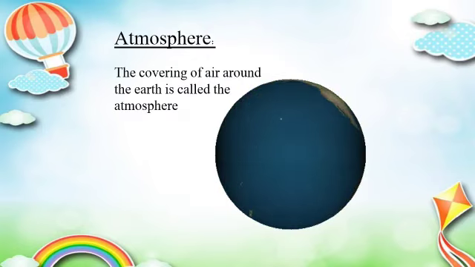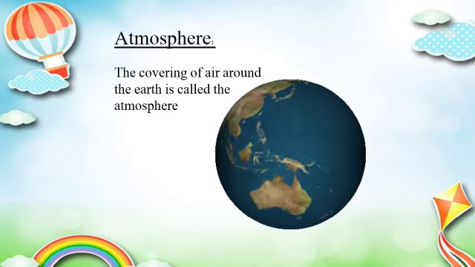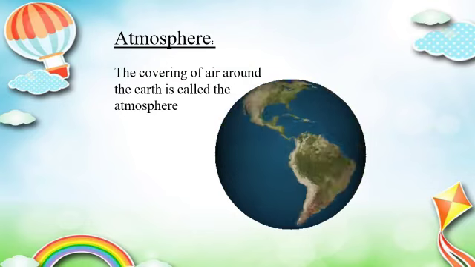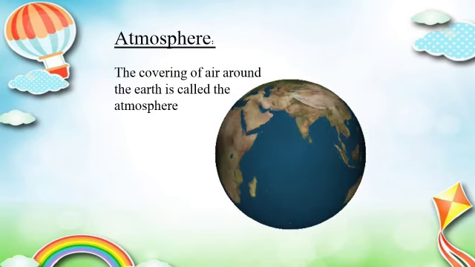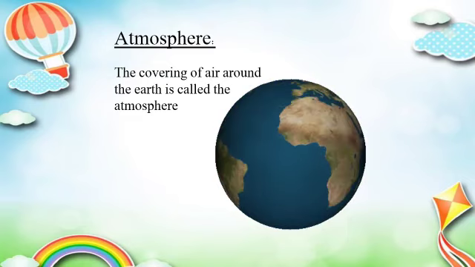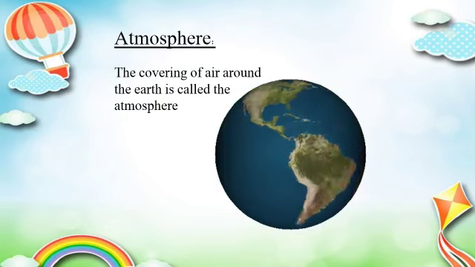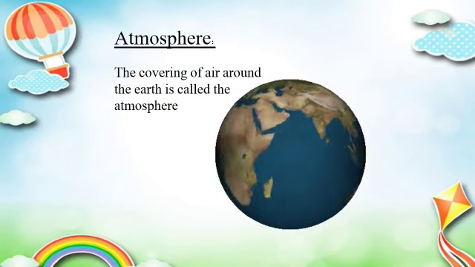So now let us learn about the atmosphere. Children, the earth on which we live is round in shape like a ball, isn't it? There is air all around the earth. This covering of air around the earth is called the atmosphere.